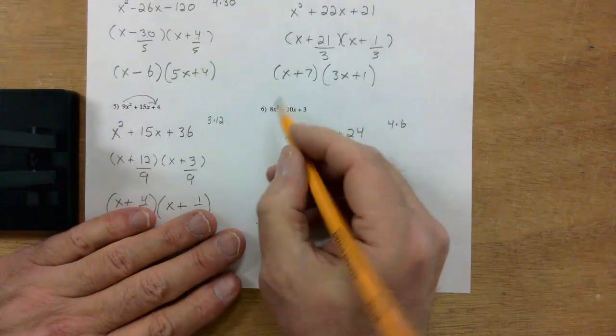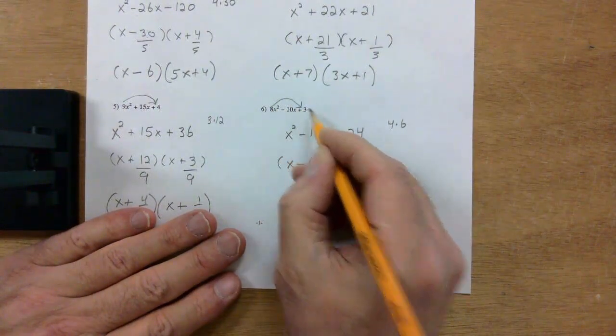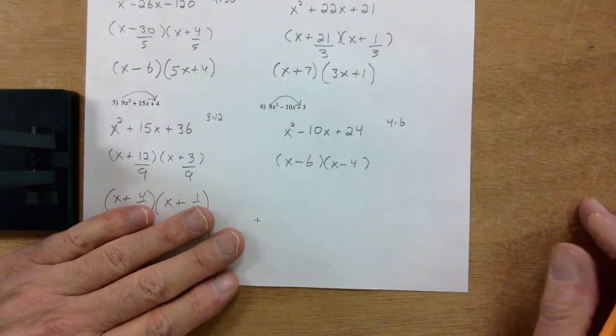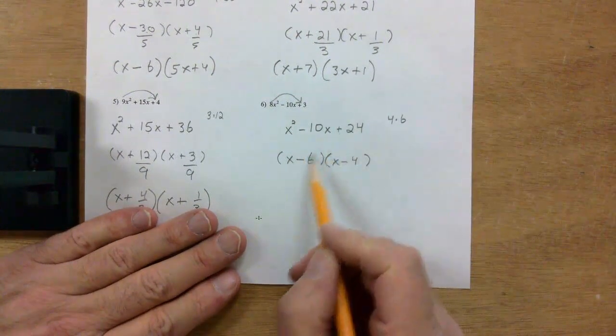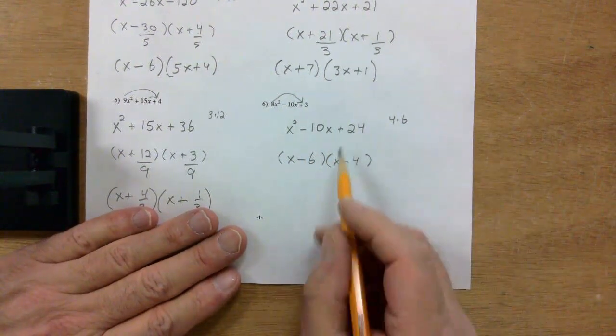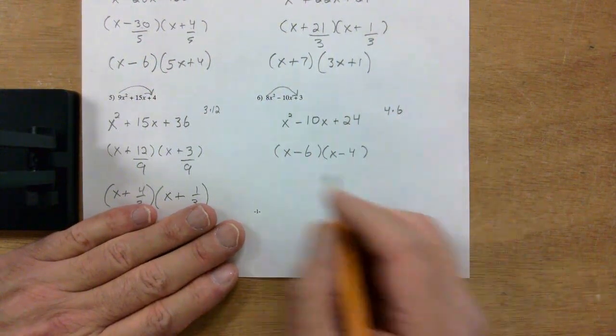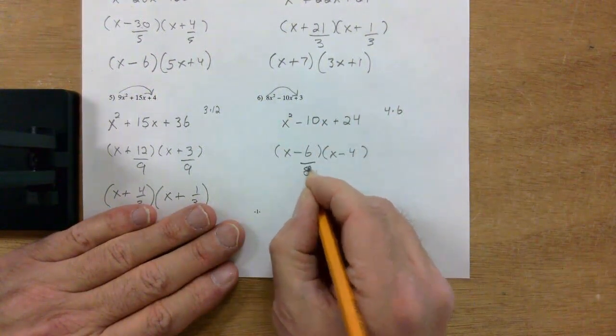I slid back the 8 times 24, or times 3, I got 24. All right, both the signs are the same and they're both negative. 6 plus 4 is 10. Now I'm dividing back the 8 that I slid back.